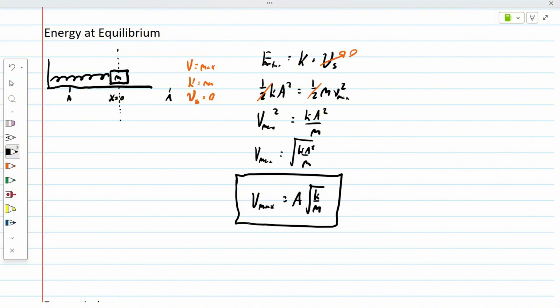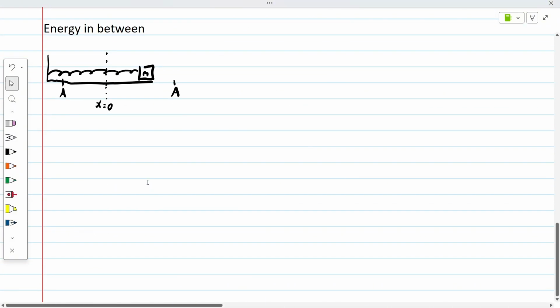Okay, so now let's look at the energy in between this point. We want to know what velocity it's traveling at any point x, given the amplitude and the max speed. So let's think about it as we have before. We know there's going to be some velocity that we don't know. We know there's going to be some kinetic energy, which we don't know, because we're not at any endpoint. So let's look at our energy here.